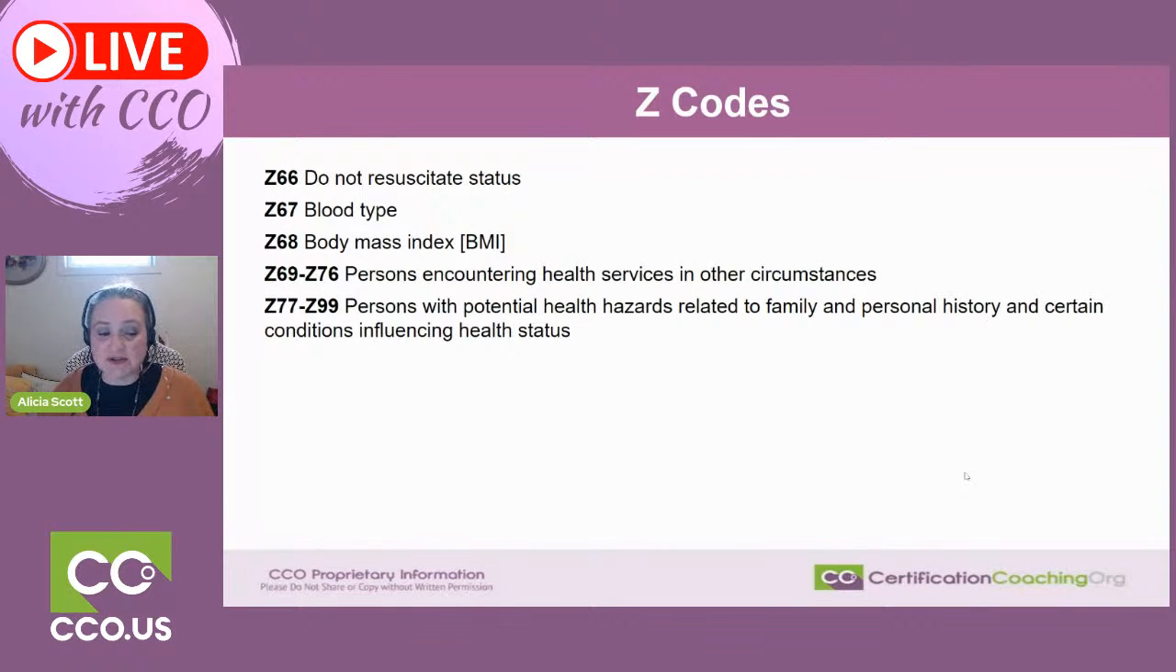Let's see, we are down to Z69 through Z76, persons encountering health services in other circumstances. Very ambiguous. Like, what does that mean? We'll talk about it. Z77 through Z99 ranges persons with potential health hazards related to family and personal history and certain conditions influencing health status. Again, when you're a student, especially, or when you first start using Z codes and you look at that, you're thinking, potential health hazard related to family and personal history? What in the world does that mean? And then conditions influencing health status.